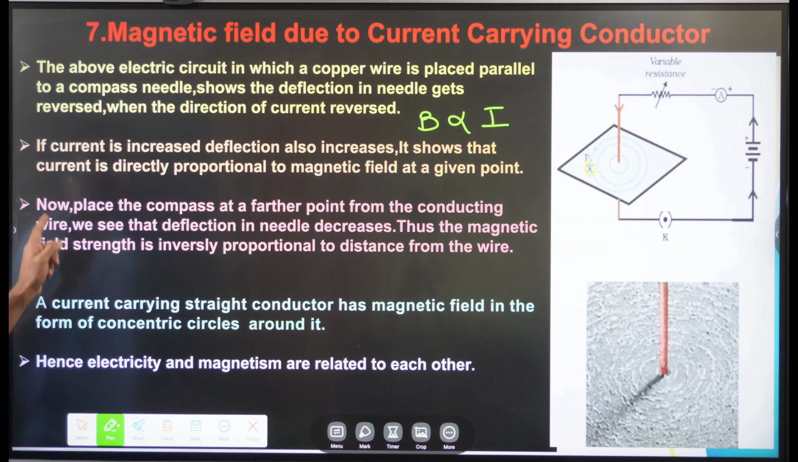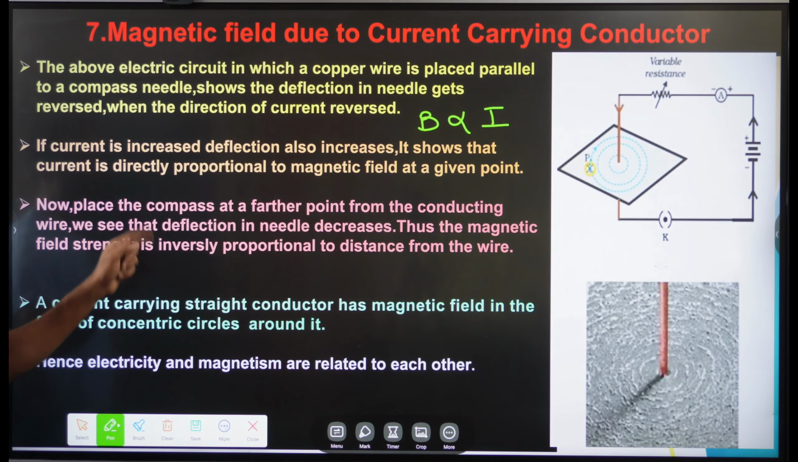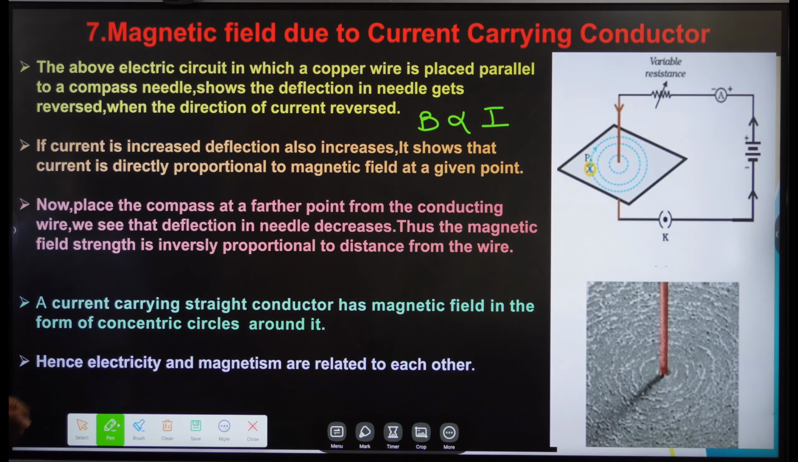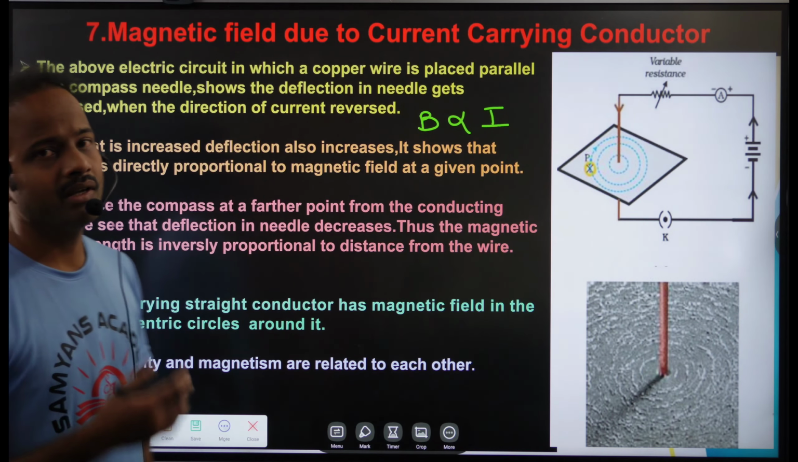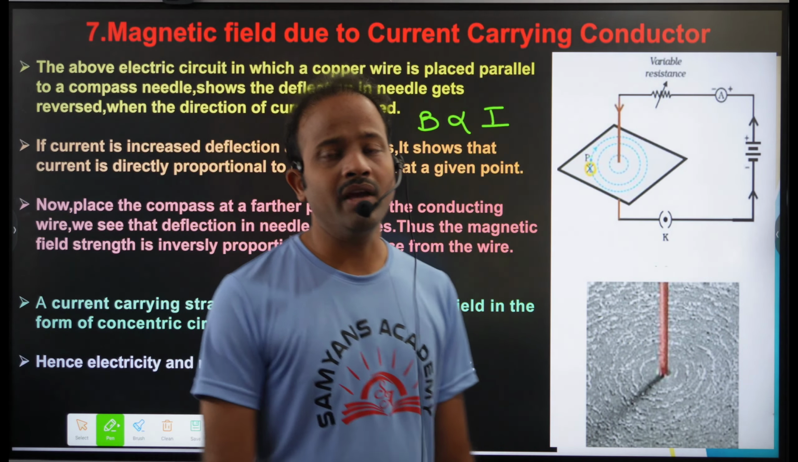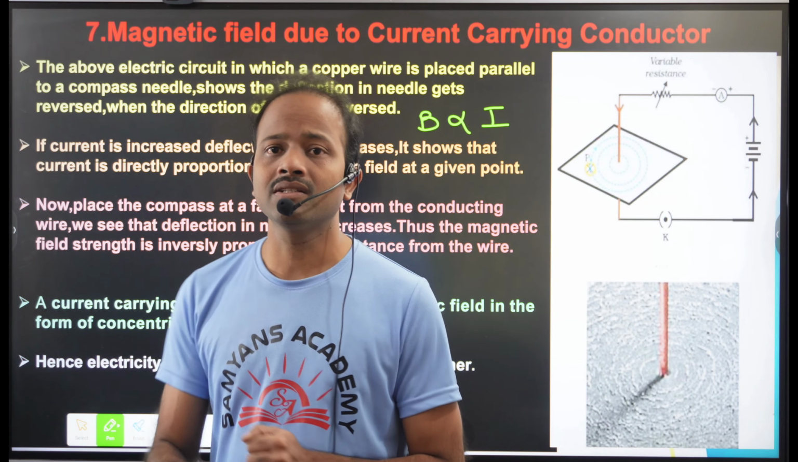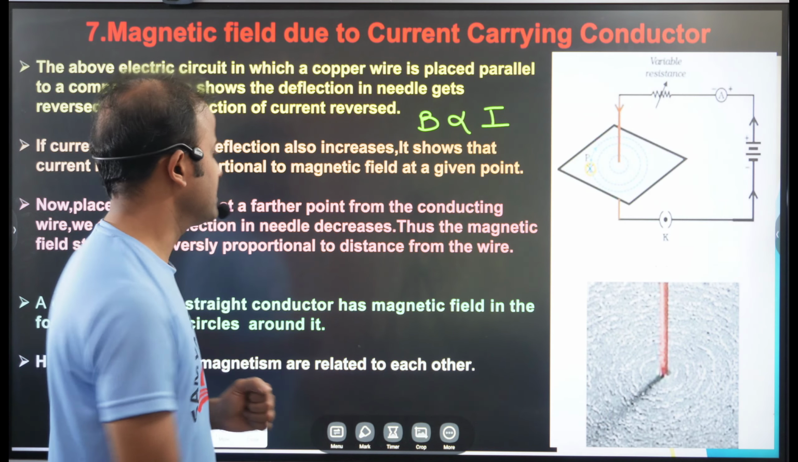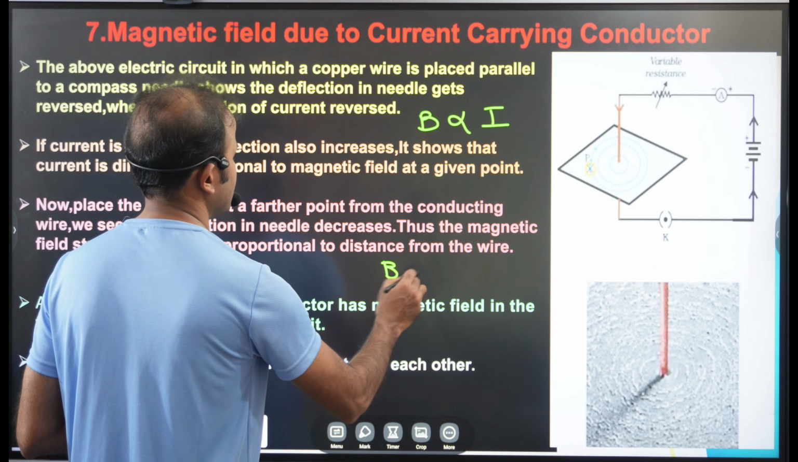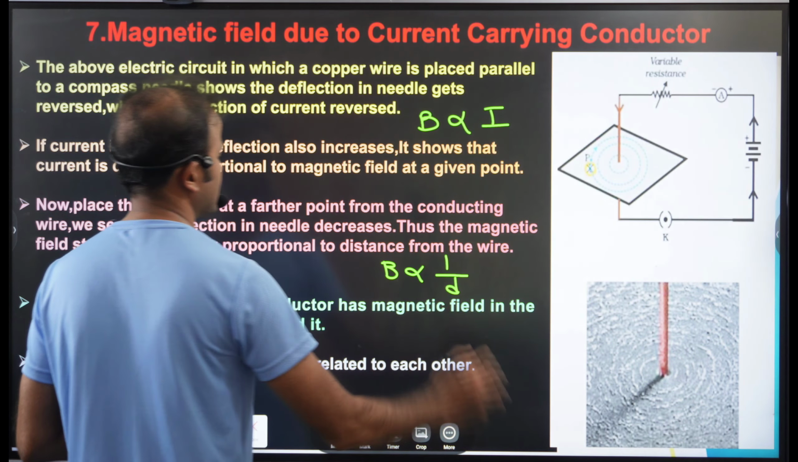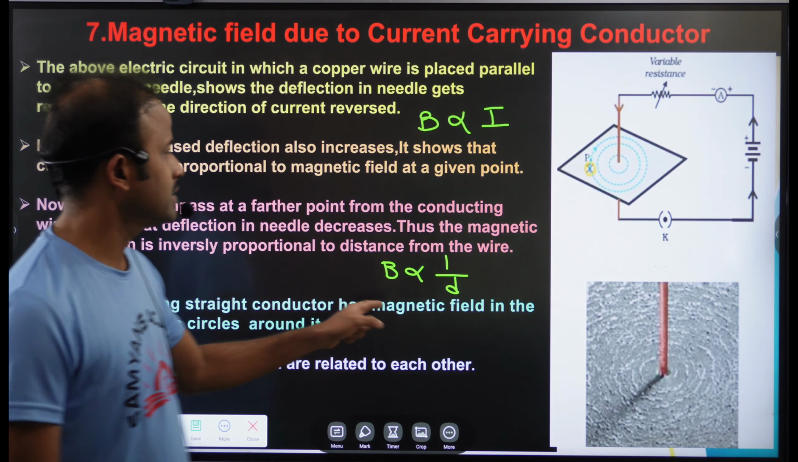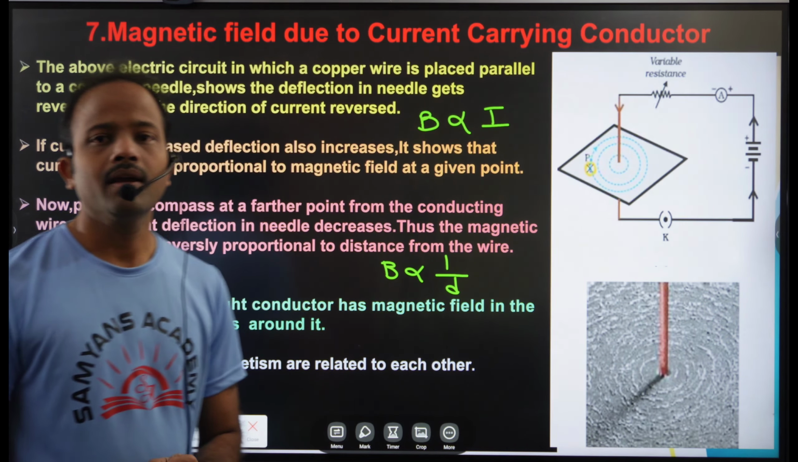One more point we have here. Now place the compass at a farther point from the conducting wire. We see that the deflection in the needle decreases. It means when you increase the distance from the conducting wire, we can see less magnetic field. With the increase in distance, the magnetic field strength decreases. It means the magnetic field strength is inversely proportional to distance from the wire. B is inversely proportional to 1 by D.